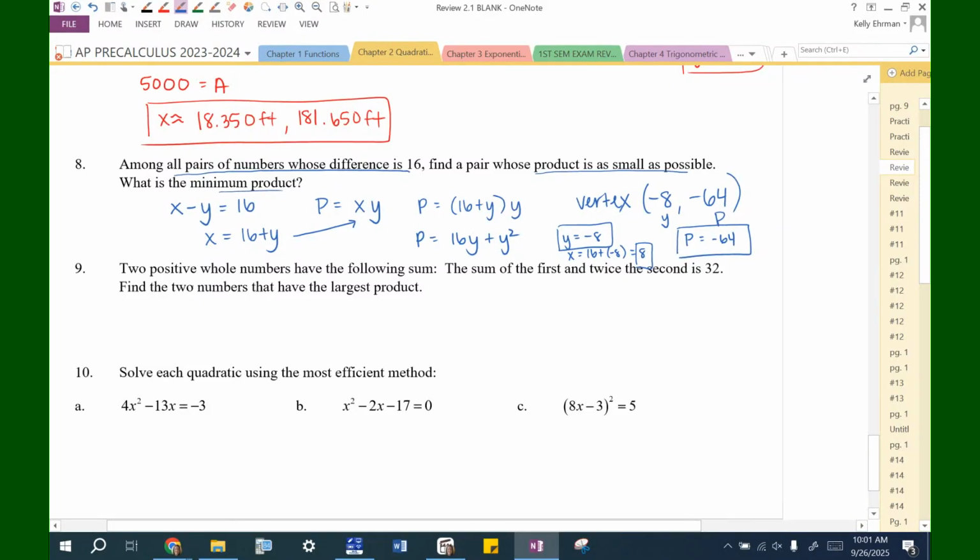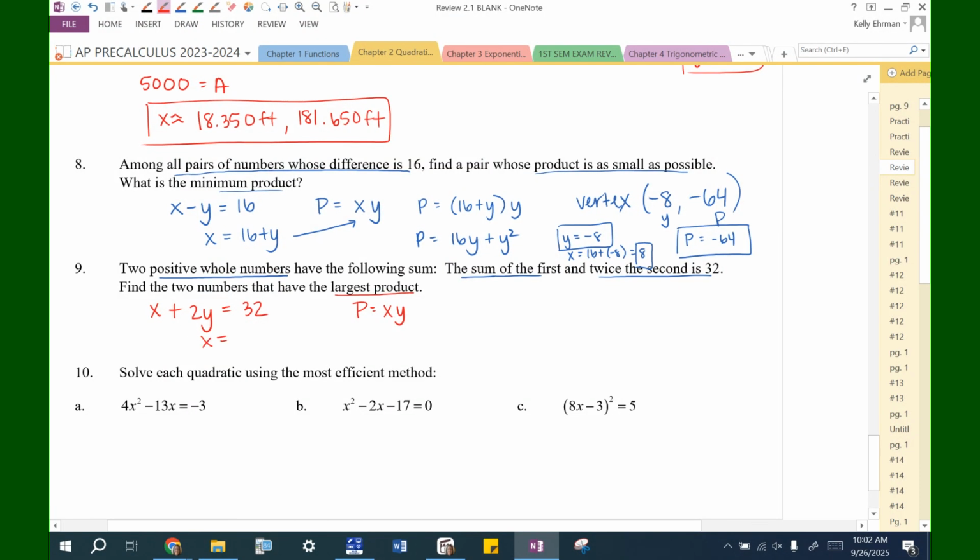Two positive whole numbers have the following sum. The sum of the first and twice the second is 32. So the first number I'm calling x, plus twice the second number is 32. Find the two numbers that have the largest product. Again, I'll use p equals x times y.